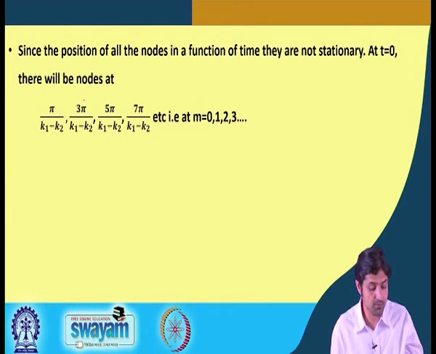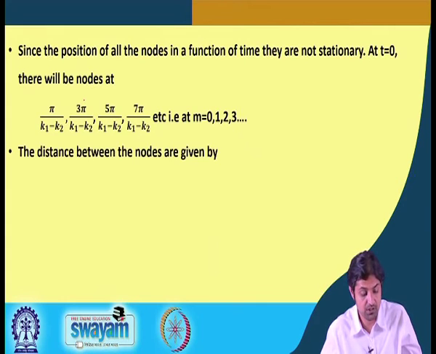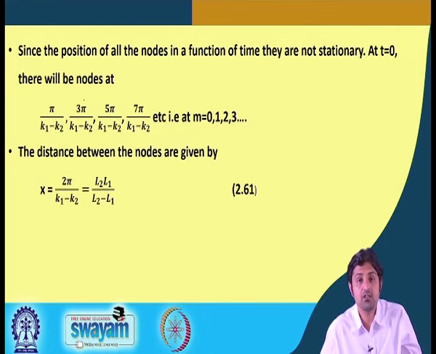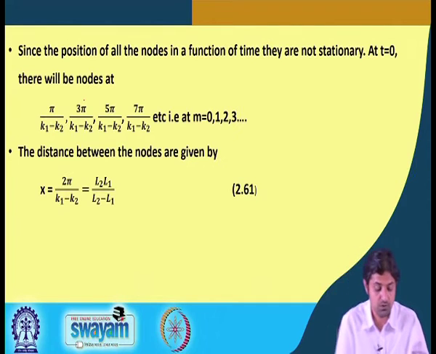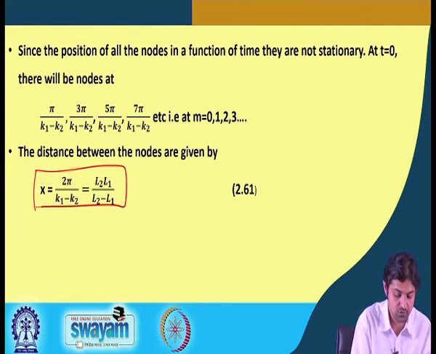If we start putting m equal to 0, 1, 2, 3, the distance between the nodes is given by 2 pi divided by (k1 minus k2), or L1 L2 divided by (L2 minus L1). So you can be asked to find the distance between the nodes, and this is an important result that you can remember.